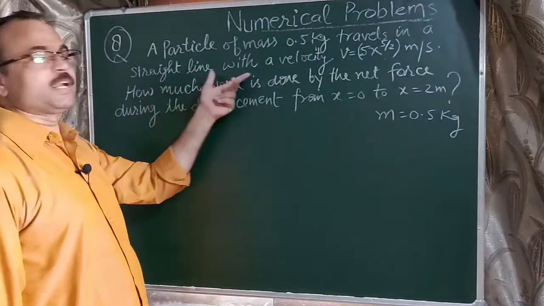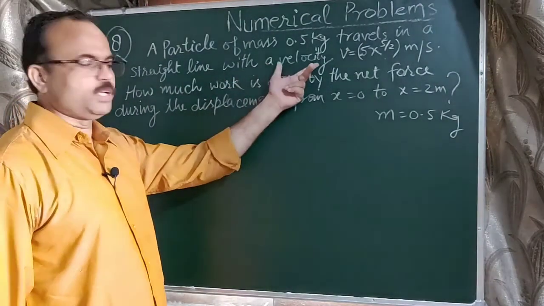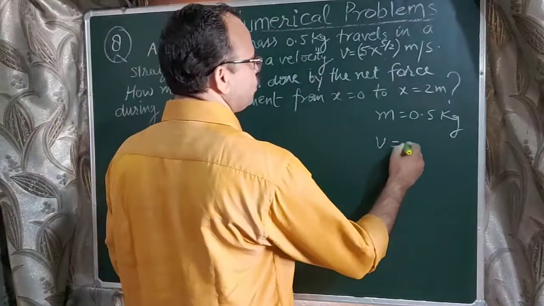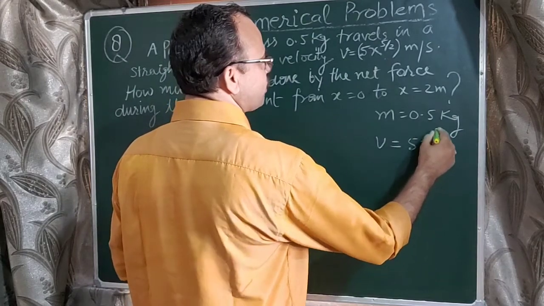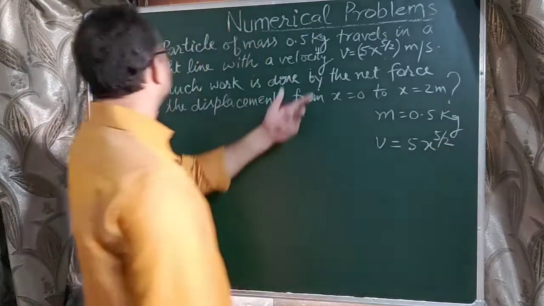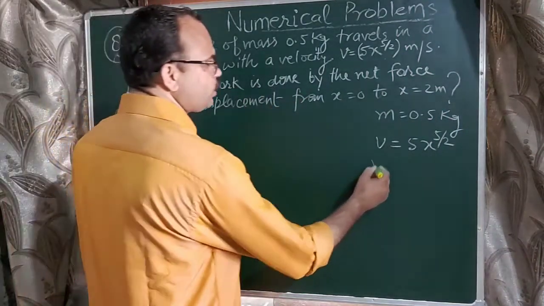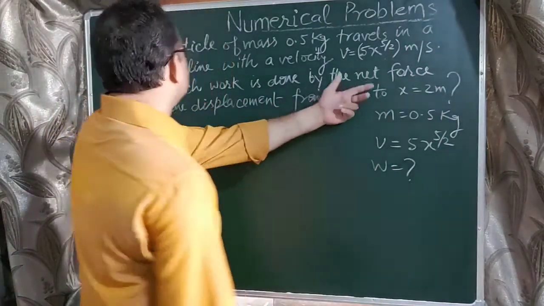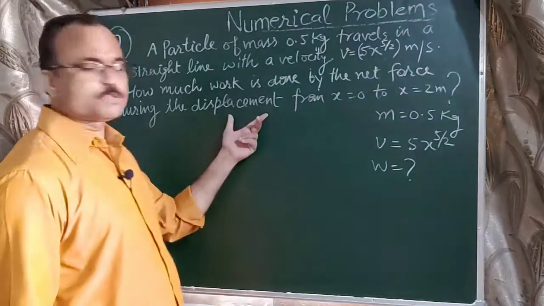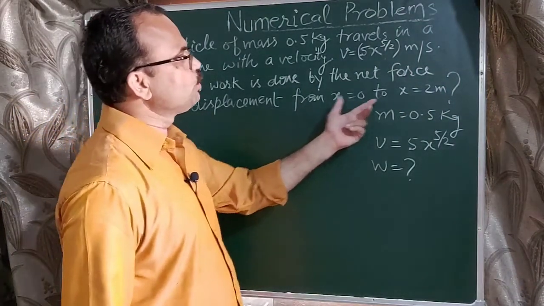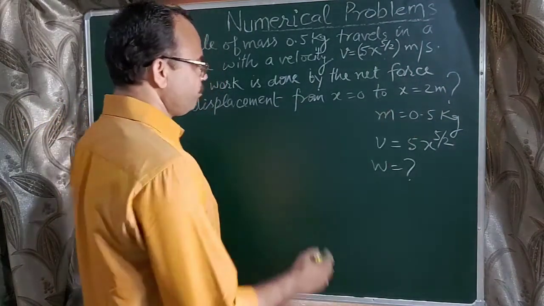Right, so number 8: a particle of mass 0.5 kg, meaning m equals 0.5 kg, travels in a straight line with a velocity, meaning v equals 5 x raised to the power 5 by 2 meter per second. How much work is done, meaning W equals question mark, by the net force during the displacement x equals 0 to x equals 2?